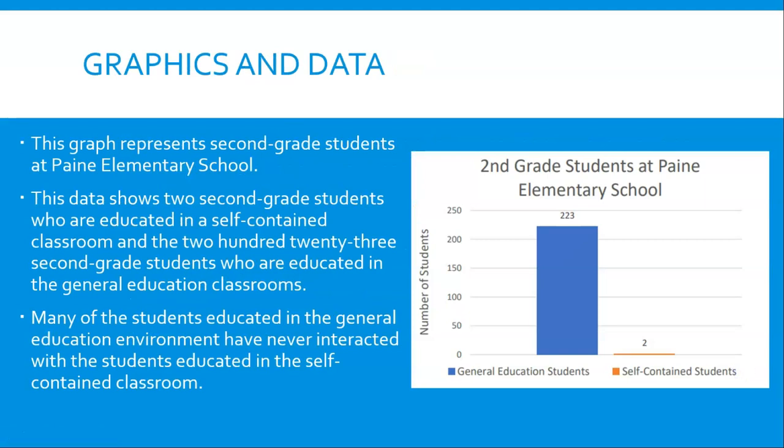This graph represents second grade students at Payne Elementary School. This data shows 2 second grade students who are educated in a self-contained classroom and 223 second grade students who are educated in the general education classroom. Many of the students who are educated in the general education environment have never interacted with the students who are educated in the self-contained classroom.